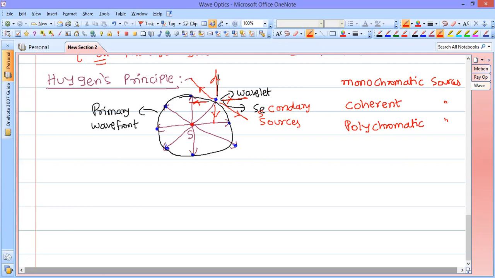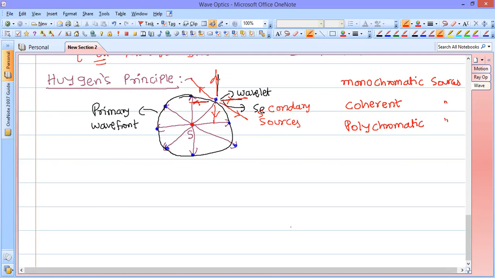An example of a monochromatic source is X-rays. I think you might have studied it somewhere in physics and chemistry. X-rays are monochromatic. Have you studied? And in general knowledge, for the treatment of cancer or fractures, we use laser rays. Laser rays are highly monochromatic. That is, they always travel in a straight line and have the same wavelength.